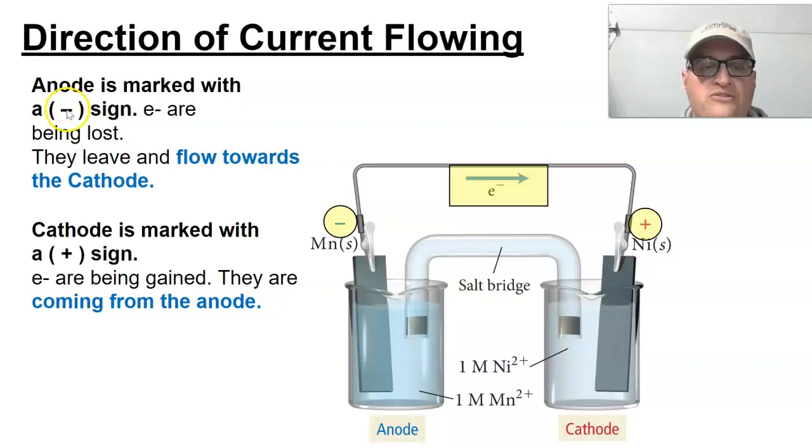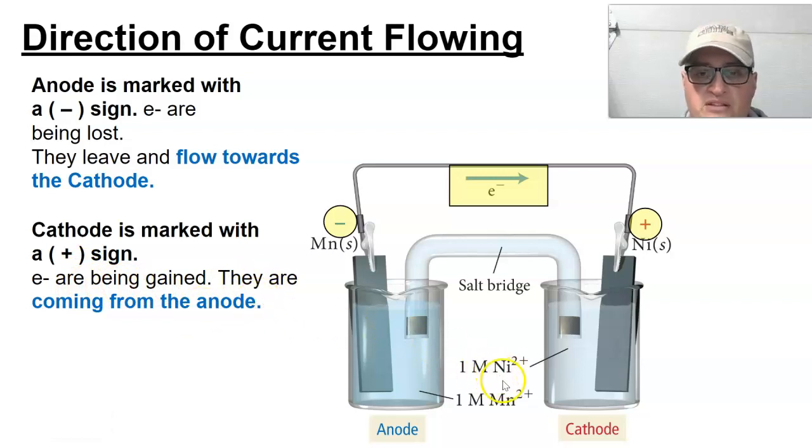So anodes are marked with a negative sign. This is where electrons are being lost. Electrons are traveling from here across over to the cathode, which is positively charged, so it makes sense that it's attracting negatively charged electrons. They leave and flow towards the cathode. Cathode, positively charged. Electrons are being gained. They're coming from the anode.